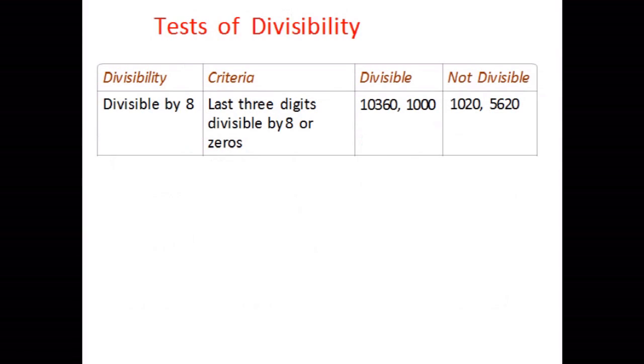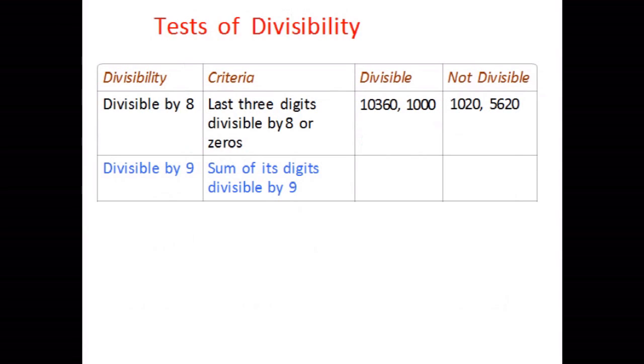See, this particular criteria for 8 is really useful for big numbers because you are checking only the last 3 digits. You can actually take the last 3 digits, try to divide it by 8, and based on that you can figure out about the big number. Now in this case 10,360, last 3 digits 360, 360 is divisible by 8. You can actually try it out, and therefore the number is also divisible by 8. In case of 1020, last 3 digits are 0 2 0, which is 20. 20 is not divisible by 8, and therefore 1020 is not divisible by 8.